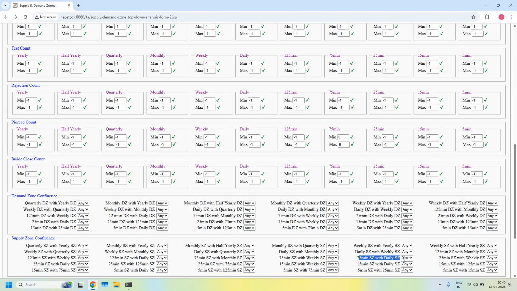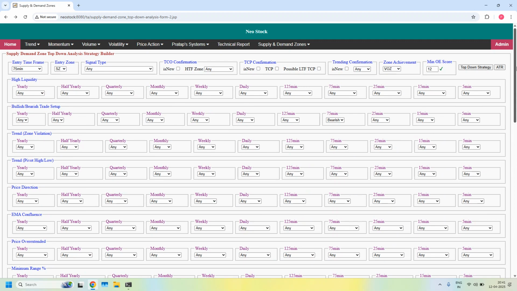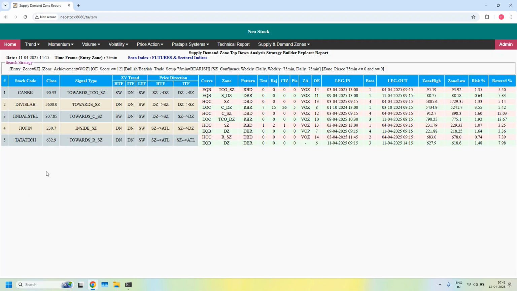First filter is already enabled, 75 with daily supply zone confluence. Next 75 with weekly supply zone confluence, daily supply zone with weekly supply zone confluence. With all the 3 filters, we got 5 stocks. In these 5 stocks, the 75-minute supply zones are overlapped with daily supply zone. Both together again overlapped with weekly supply zone. And weekly trend, HTF trend is down in 3 stocks.